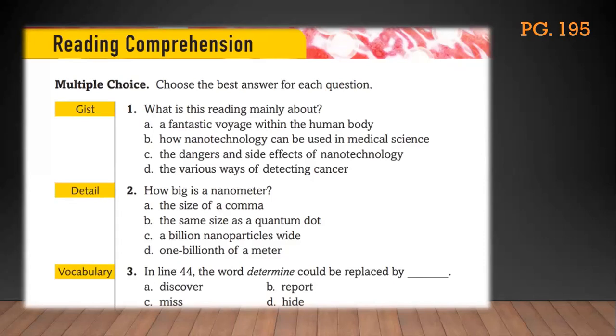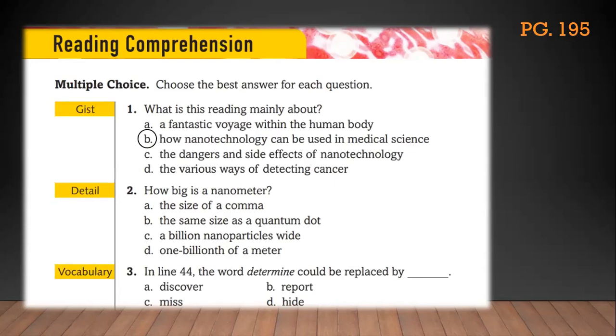Thank you. Okay. What is this reading mainly about? Letter A, a fantastic voyage within the human body. Letter B, how nanotechnology can be used in medical science. Letter C, the danger and side effects of nanotechnology. And letter D, the various ways of detecting cancer. Good. So somebody has the answer? Okay, Andrea says it's letter B. The best one is letter B. Yes, definitely. Thank you, girls. Letter B, how nanotechnology can be used in medical science. Yes. Thank you, Melly, again.